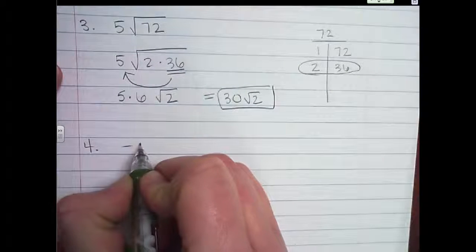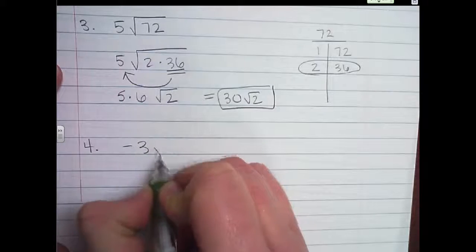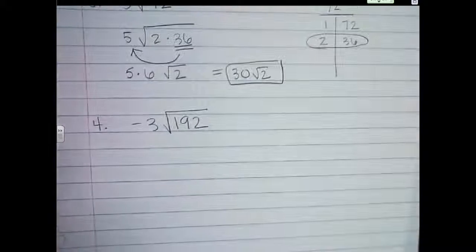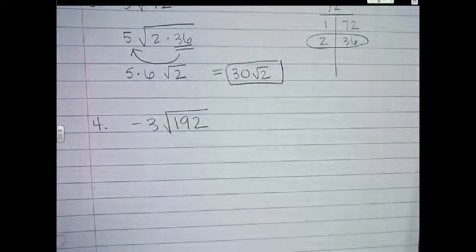Okay, number 4, negative 3 square root 192. So you don't worry about the negative 3 right now. You just look at the 192. Take 192 and make your factor chart. Start with 1. 1 times 192. 2 times what? As soon as you hit a perfect square, you can stop and go ahead and simplify.